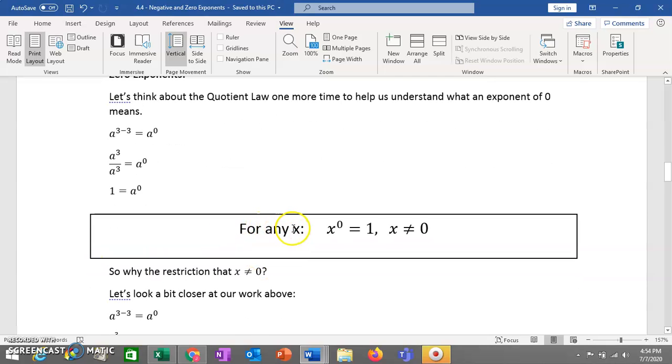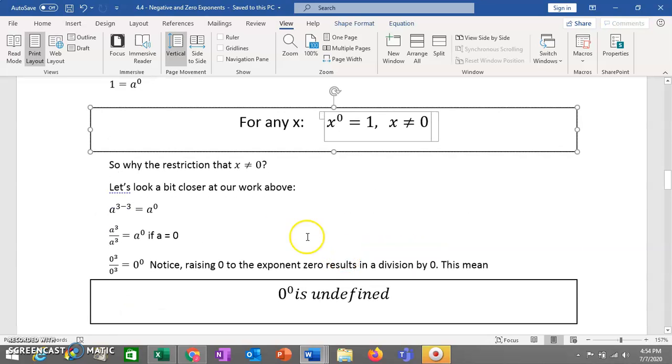And that's our rule. So for any x, if you have x to the exponent 0, that will be equal to 1. There is one exception to that, which we'll quickly explain. The exception is that x cannot be 0. So 0 to the exponent 0, you can try that on your calculator. That's not going to give you 1, it's going to give you an error.